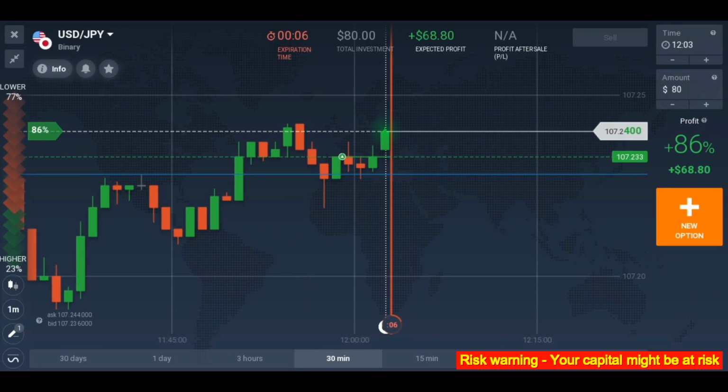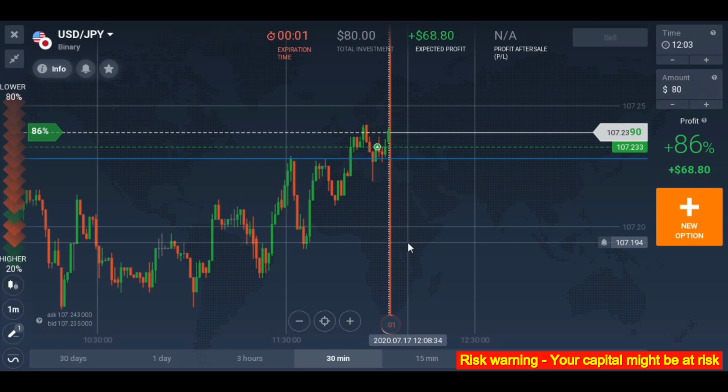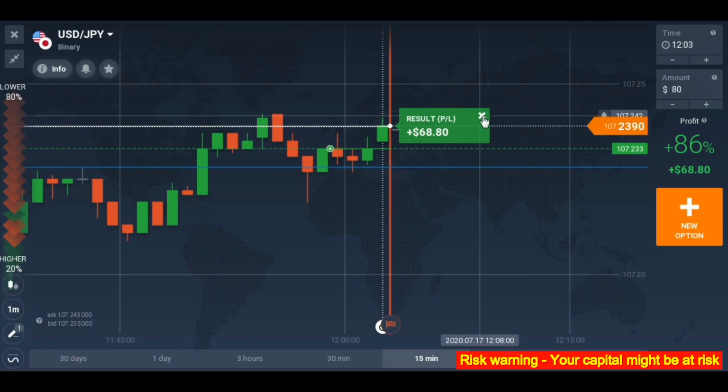So overall we will take two trades. One is running, and as you can see it's going in profit. And let's see if we will... Okay, so this trade finishes.